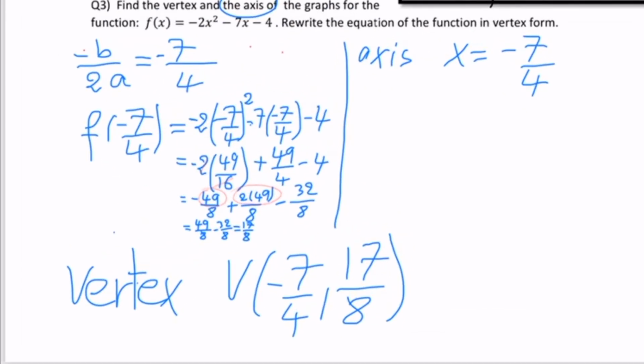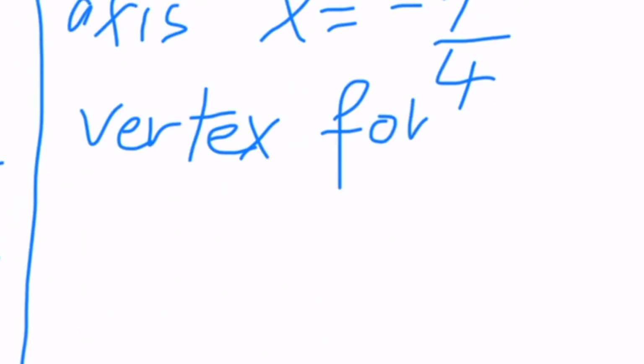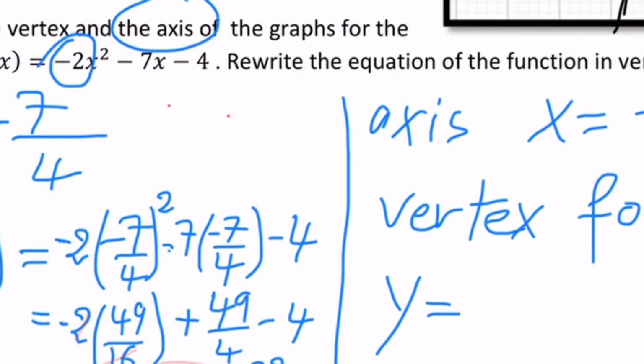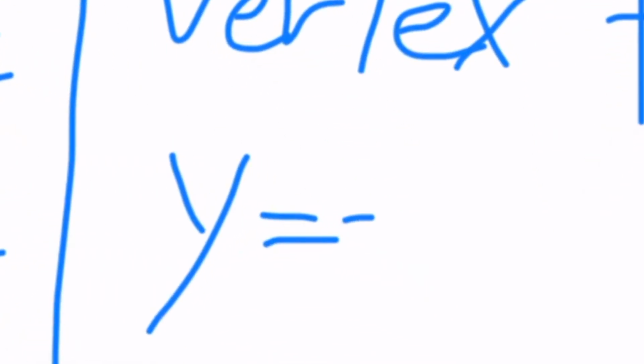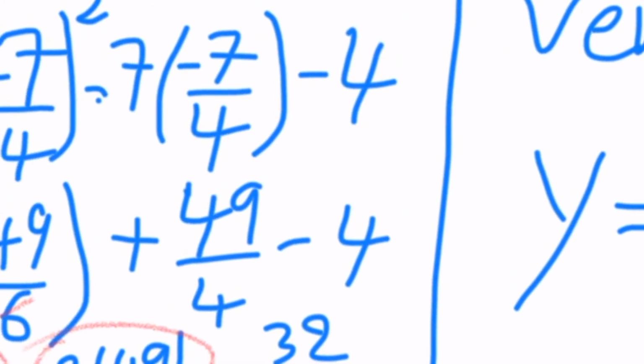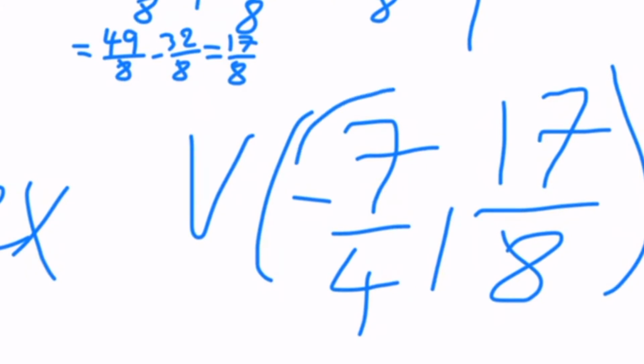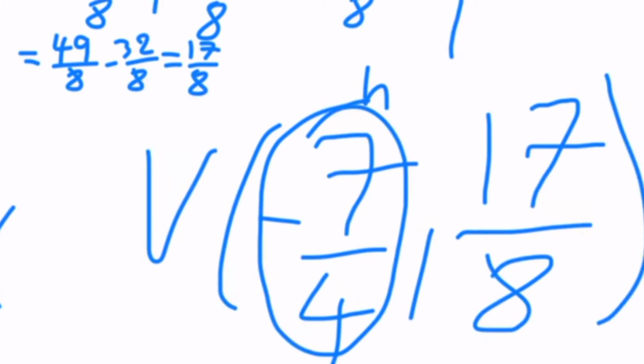That's your axis. Now write the equation in vertex form. Vertex form for the equation: y equals a. A in the equation is negative 2, so you get negative 2, bracket x minus h, which is the coordinate of the vertex form. This is h, and this is your k.